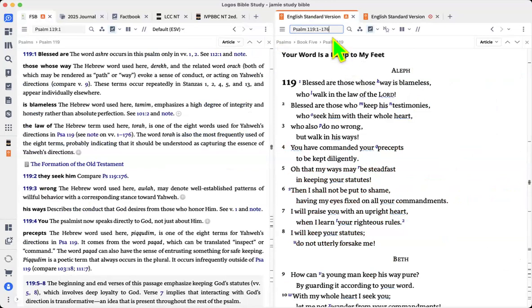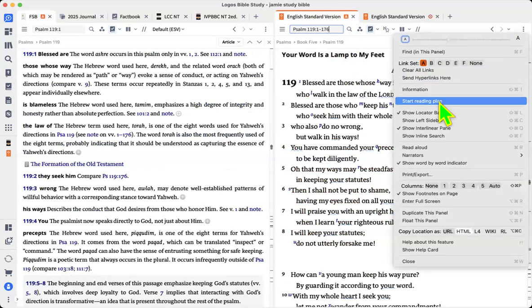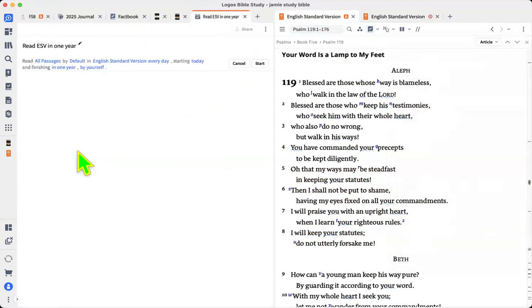To do this, I'm going to open up Psalm 119. I'm going to go to the shish kebabs. I'm going to click on it. And I'm going to go to Start Reading Plan. I'm going to click on it. This opens up a menu here where I can rename this. I'm going to do 7-day Psalm 119. So I've named this reading plan.